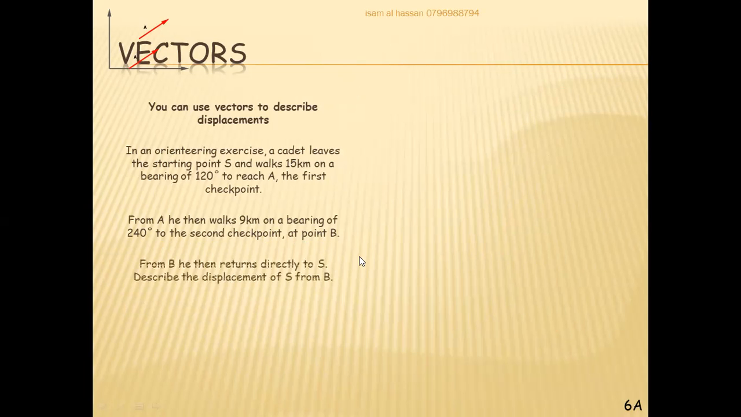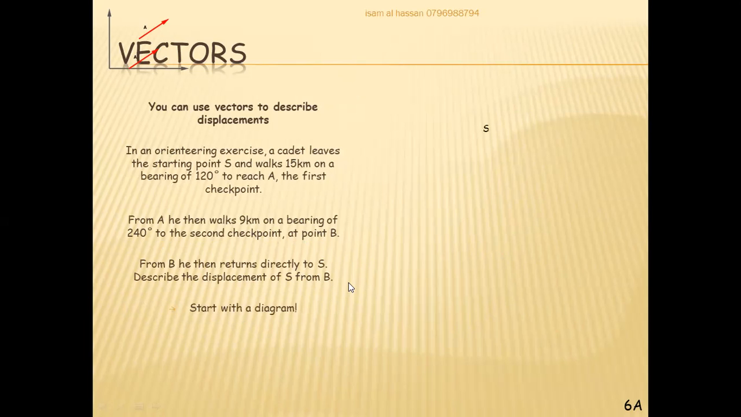Now we have another exercise over here. Just let me prepare it. Describing the displacement of S from B.